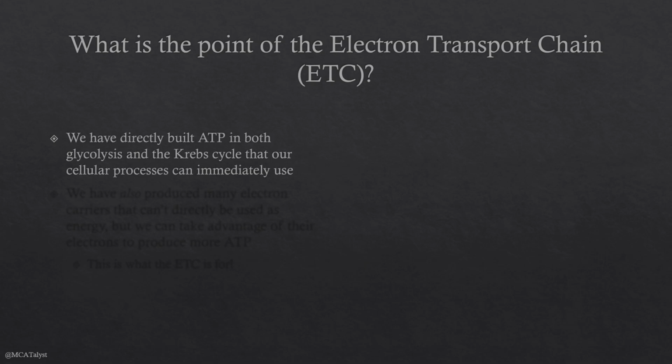We have directly built ATP in both glycolysis and the Krebs cycle. Like I mentioned earlier, our cells can just immediately use that. We don't have to do anything else with it. For example, if we're just doing anaerobic respiration, those two ATP that we build in glycolysis, we can immediately use.